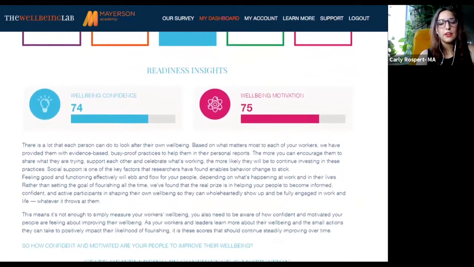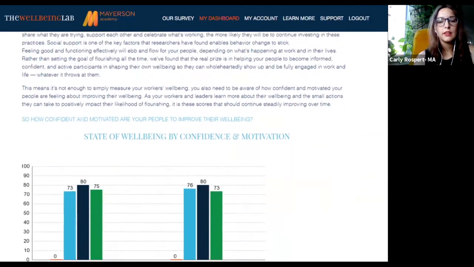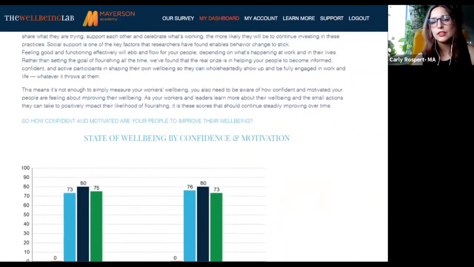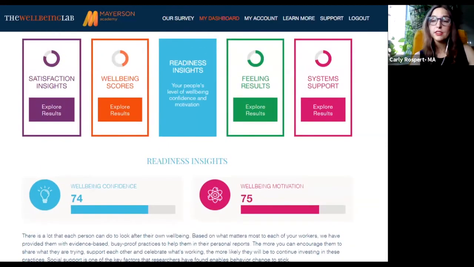You can see that there is another chart like we had in the last one that once again takes those people categorized by those quadrants and identifies what their levels of confidence and motivation are. So just another way to look at the information. One thing to note on this section is just that sometimes our readiness indicators are our leading indicators. So we might see change happen around confidence and motivation before we see that actually translated into either satisfaction insights or well-being scores.